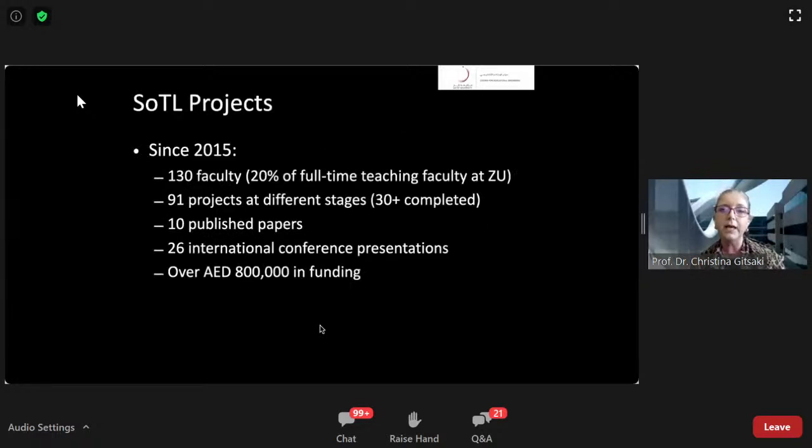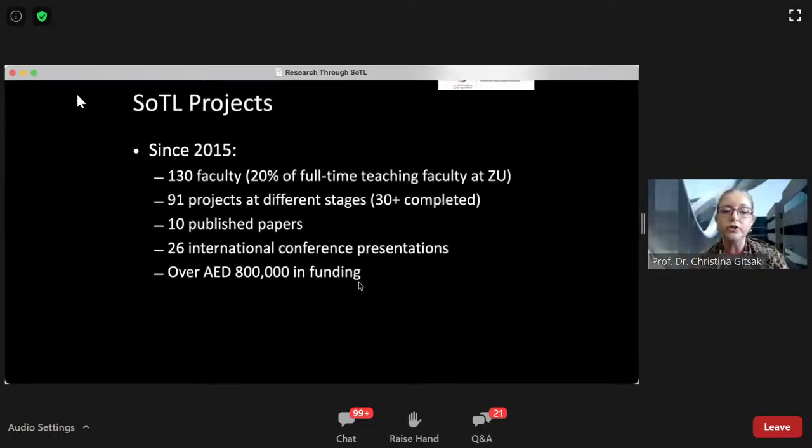So the program has been running now for 5 years, and we've had about 130 faculty that have been through the process. Last time we checked, which was a few months ago, we had about 91 such projects at different stages of development, and a few publications and conference presentations that came out of it.